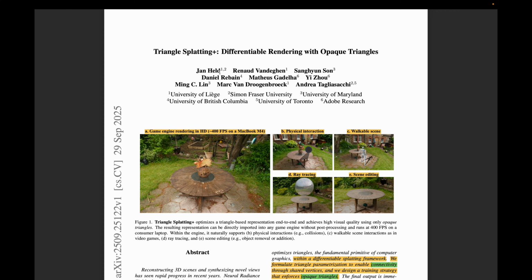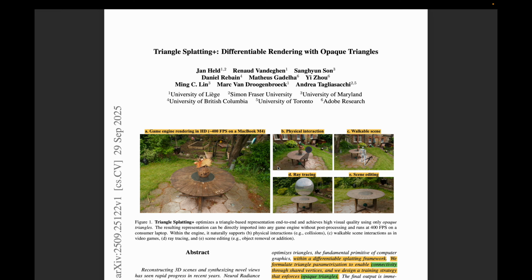Basically, the issue with Triangle Splatting is that it's building a triangle soup. That's what the authors call it. So basically, it's a set of unconnected triangles. It's a great representation that gives a state-of-the-art result for novel view synthesis, but it's not great if you want to use it for downstream tasks, for example, to plug the representation into a game engine.